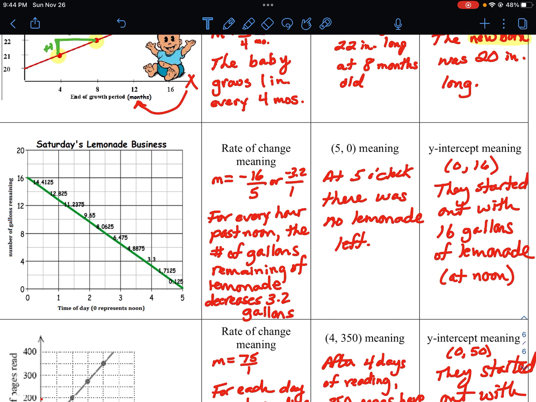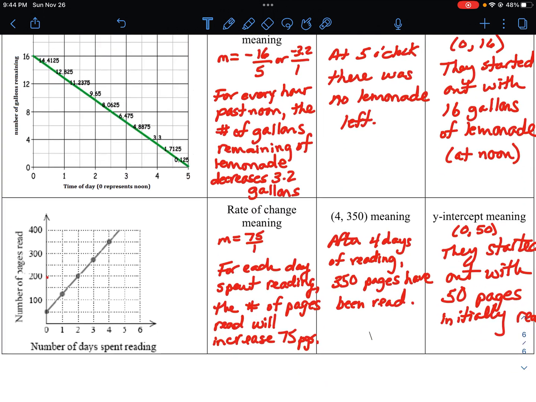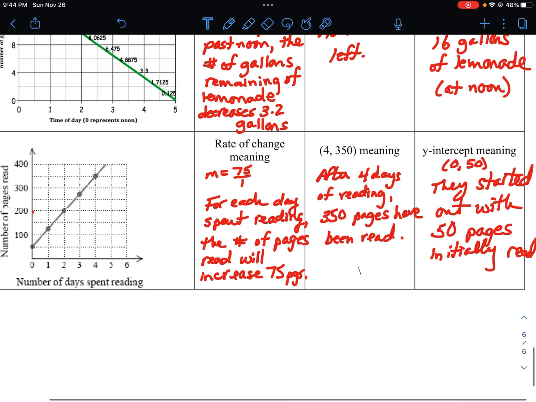So 50 means at 5 o'clock there was no lemonade left, because that is the x-intercept. It's when I'm out. And my initial amount was I started with 16 gallons of lemonade, and that happened at noon, because it says down there in the little fine print, time of day, 0 represents noon. So it's important to read all about the graph.